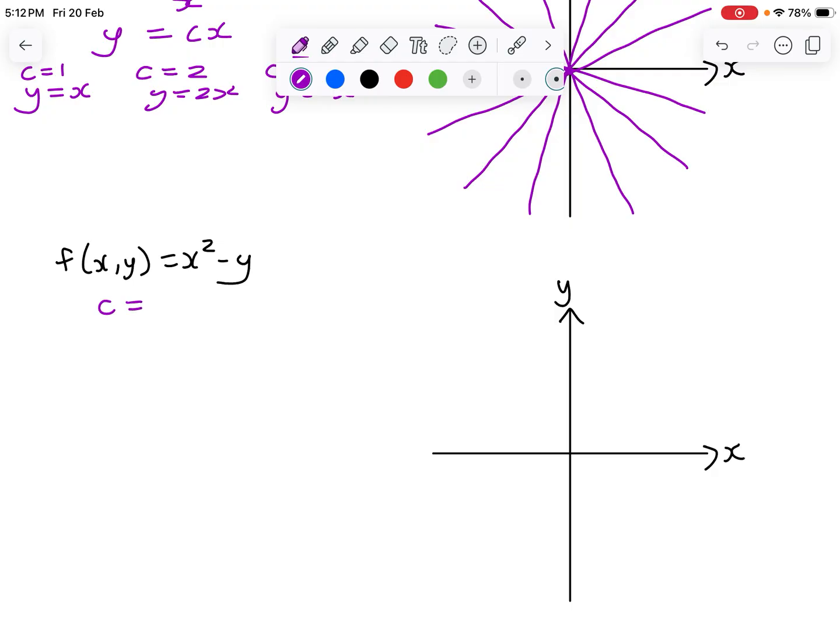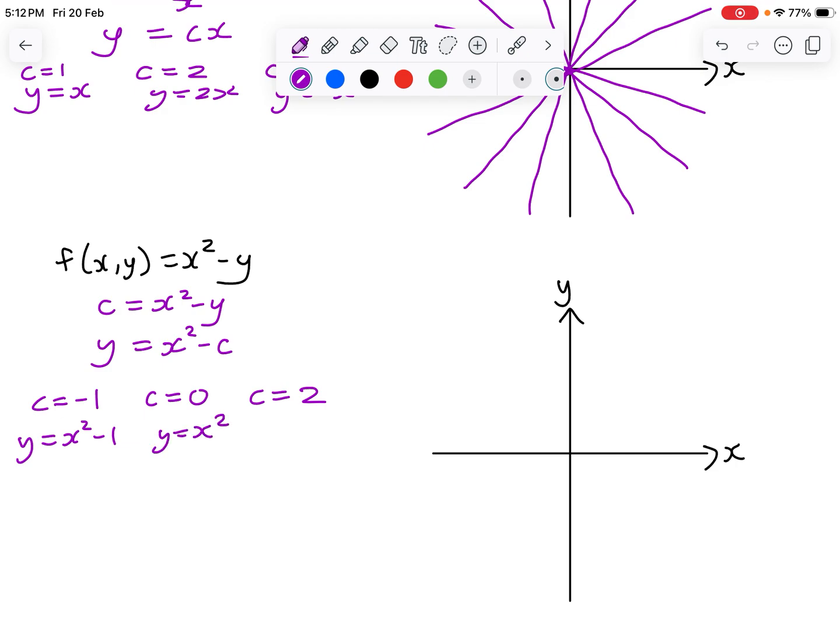Again, set c equals x squared minus y. We have y equals x squared minus c. And again, we have different variations of c. So if I have c equals -1, c equals 0, or c equals 2, then we would get y equals x squared plus 1, y equals x squared, y equals x squared minus 2. So again, this is kind of similar back to our first problem because we have a quadratic function, but we can notice that we have different y-intercepts.